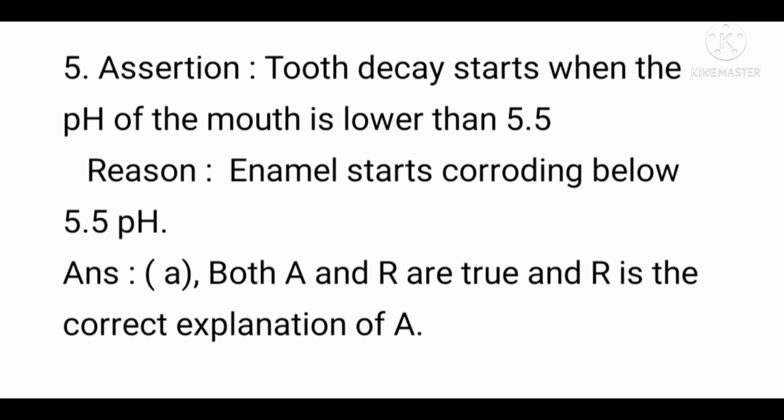Question number 5. Assertion. Tooth decay starts when the pH of the mouth is lower than 5.5. Reason. Enamel starts corroding below 5.5 pH. These two statements are true and R is the correct explanation of A. That is, enamel starts corroding when the pH of our mouth is lower than 5.5 and thus tooth decay starts. Therefore, the correct option is option A. Both A and R are true and R is the correct explanation of A.